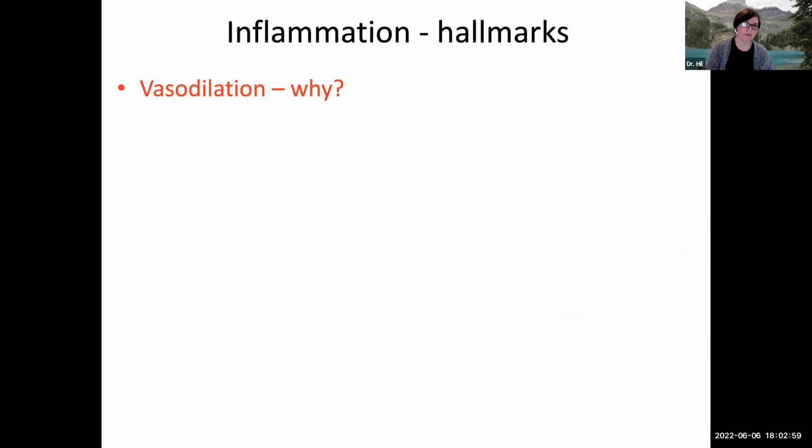One of the hallmarks of inflammation is vasodilation. That means the blood vessels get larger in diameter. Why is this helpful? What's the purpose of this? With respect to our innate immunity doing its job, what does this permit or encourage or support?